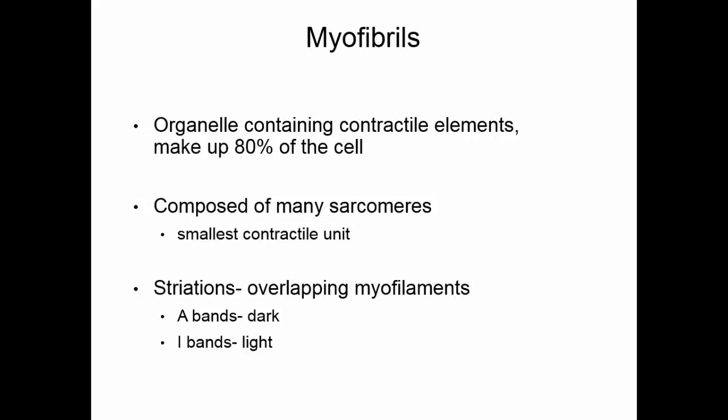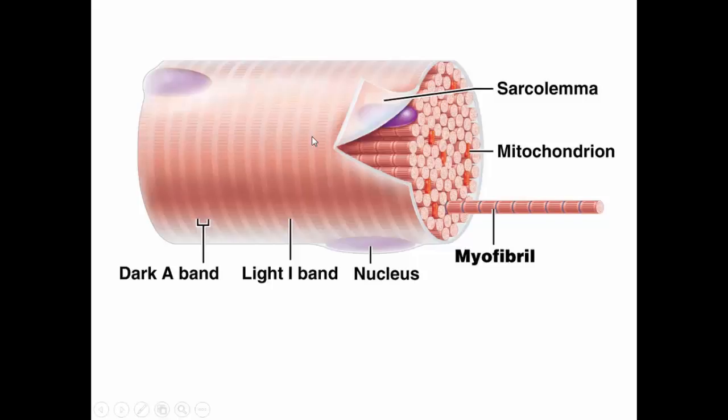So as we look at a muscle cell, here's the sarcolemma, and here are all those myofibrils. And within each myofibril are packed all of the cytoskeletal elements. And the way these are arranged is what's responsible for the striations. So you have the dark A bands and the light I bands. You can also see that there are several nuclei in this cell, indicating that this is a multinucleated cell.